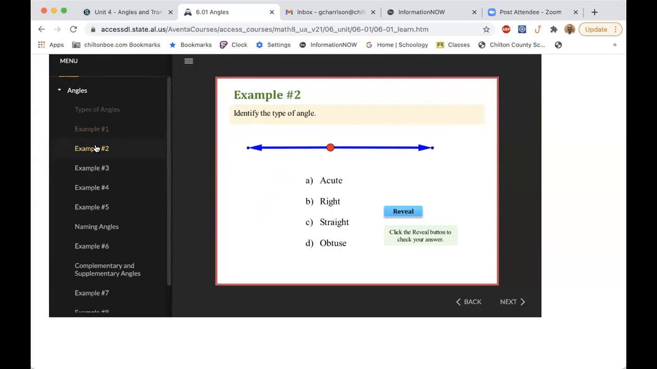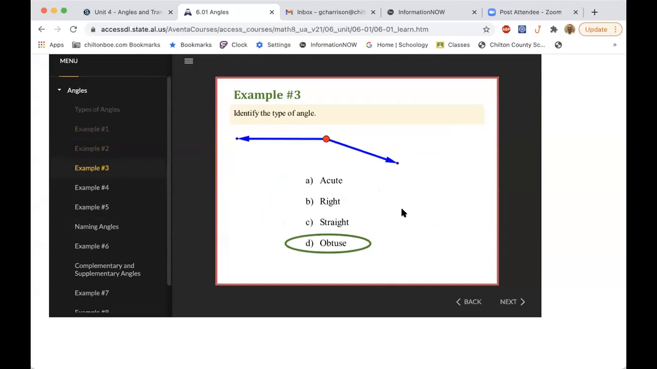Number two, think in your mind, what kind of angle is this? Acute, right, straight, or obtuse? That's a straight angle, 180 degrees. What kind of angle is this? This angle is more than 90 degrees, so it would be an obtuse angle.